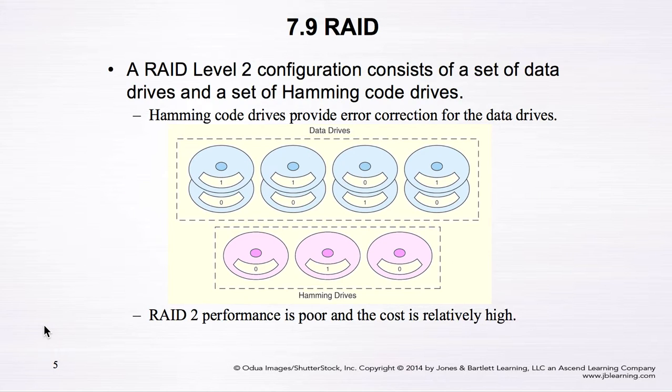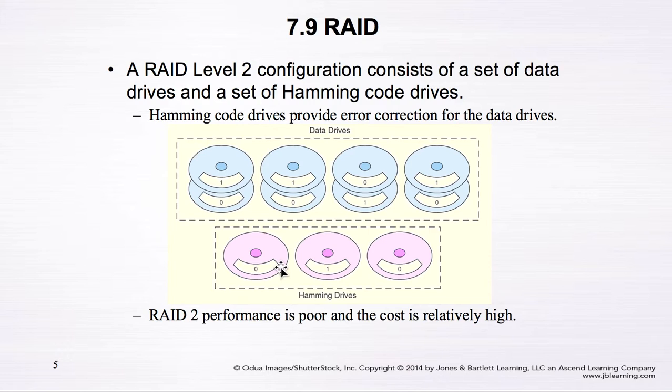The next type of RAID technology is RAID level 2. The configuration consists of a set of data drives and a set of Hamming code drives. Information is stored at the bit level and written onto different disk surfaces, and that's for data. We also have a Hamming code drive for data correction. If some of the information on the disks gets crashed or corrupted, we can use the information on the Hamming drive to recover the corrupted information.